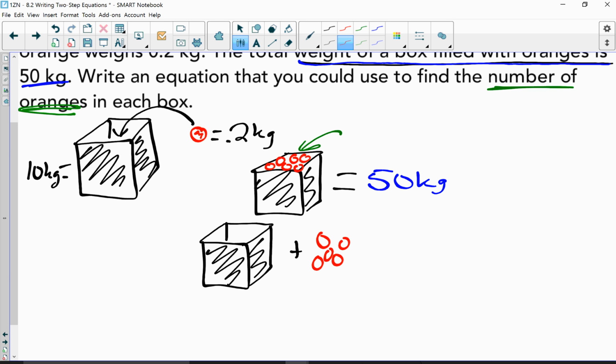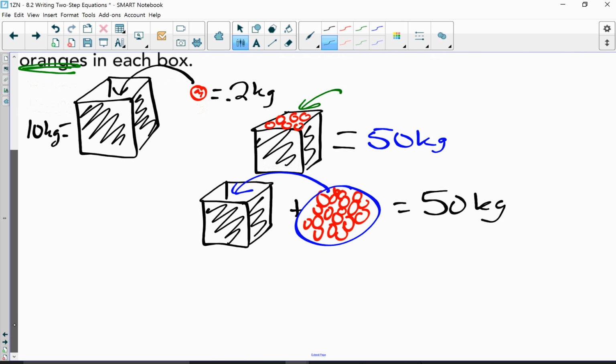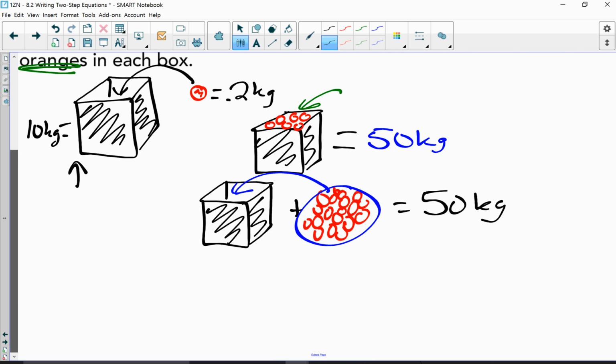Do I know how many oranges? No, and if you're counting, stop it. Don't count anymore. I have a lot of oranges that I'm going to be throwing into this box. And that's all going to equal the 50 kilograms here. I know how much each orange weighs, and I know how much the box weighs. The box weighs 10 kilograms.